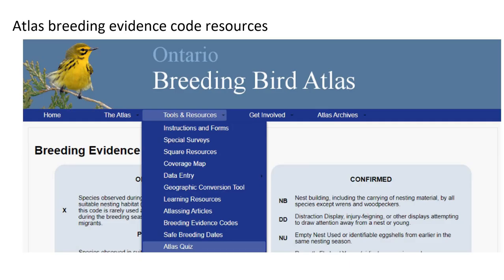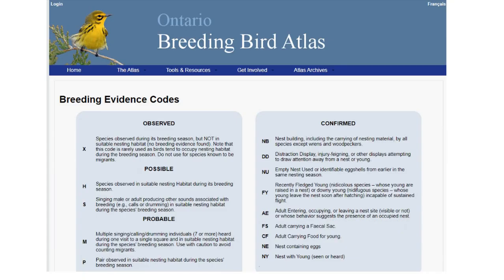You can find a full list of the breeding evidence codes on the Atlas website. There's lots of resources we have to help you out. On the Atlas website, birdsontario.org, just under the Tools and Resources menu, there's the breeding evidence codes option. That will bring you to the full list of breeding evidence codes, and they're listed from observed to confirmed, and within each of those categories, they're listed from lowest to highest evidence.